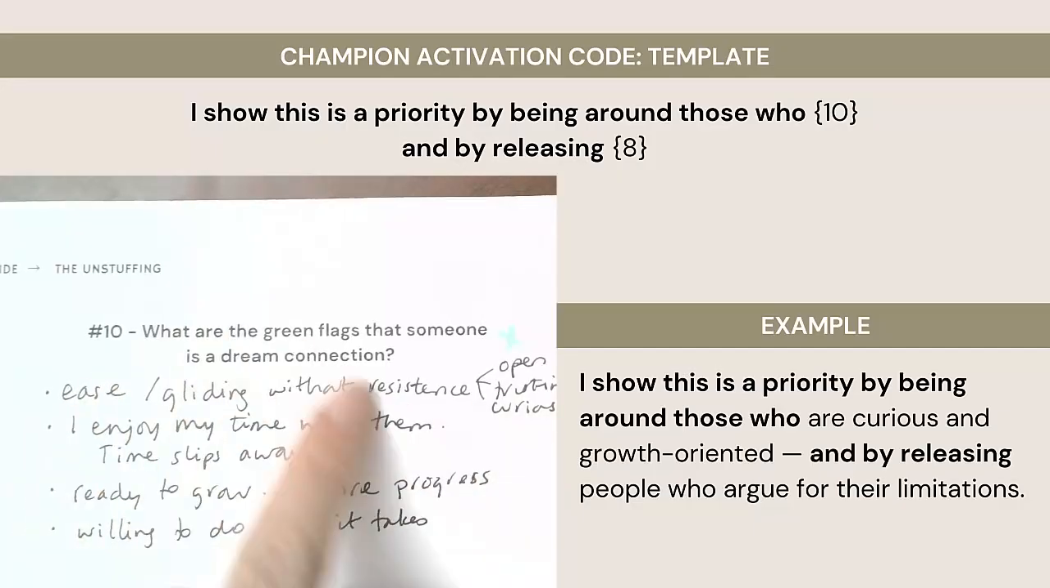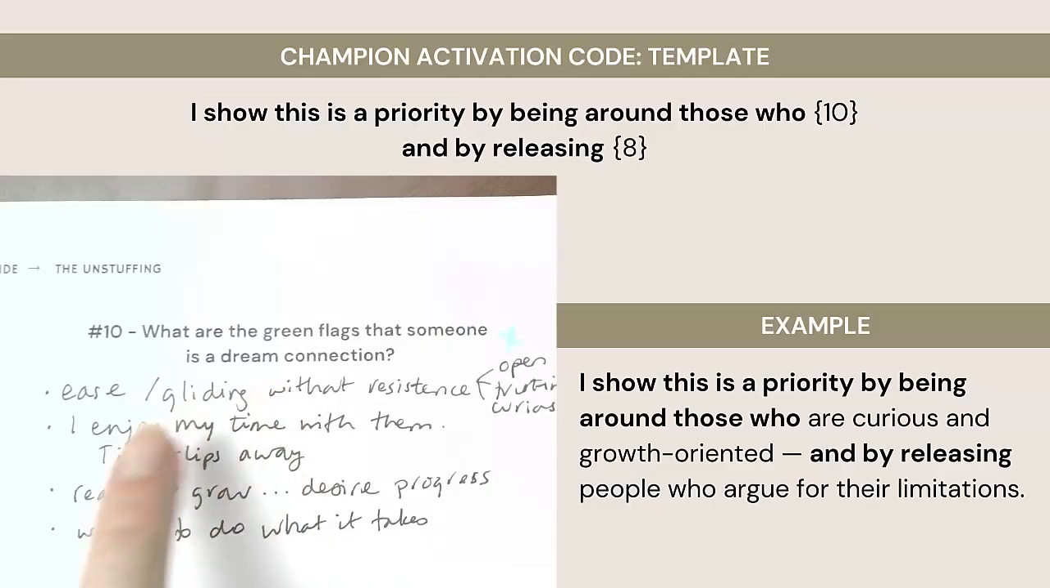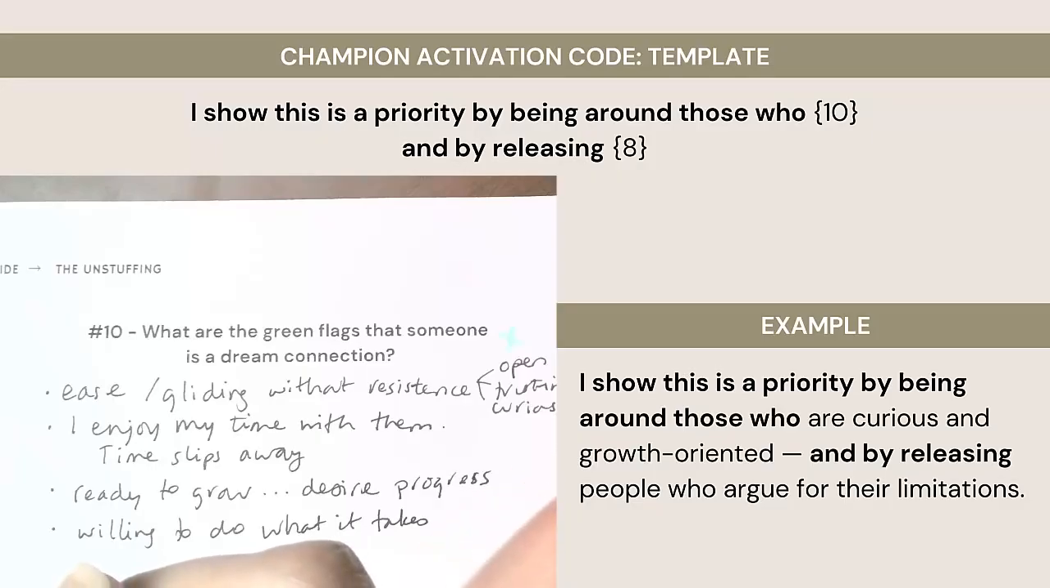When I look at my answers for number 10, what are the green flags that someone is a dream connection? I wrote things like there's ease and gliding without resistance, they're open, they're trusting, they're curious, I enjoy my time with them, time slips away, they're ready to grow, they desire progress, and they're willing to do what it takes. So based on those kinds of ideas, keywords, and concepts, I created this example sentence. I show this as a priority by being around those who are curious and growth oriented.